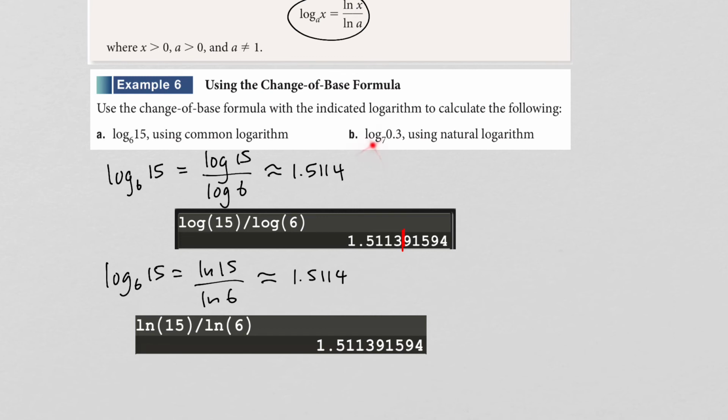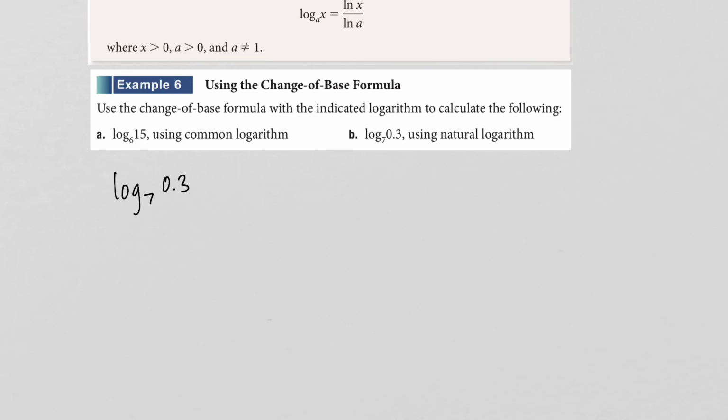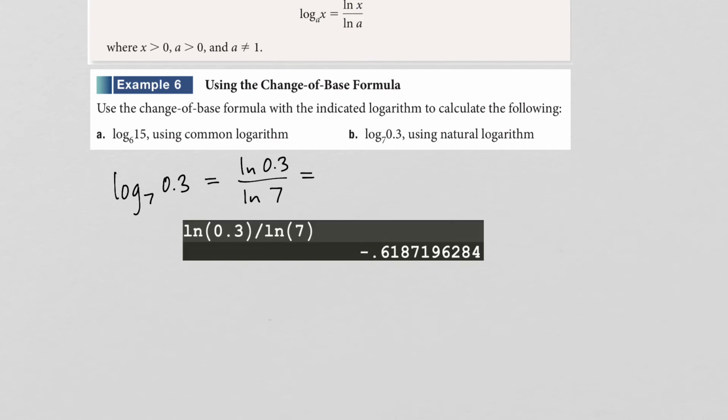Now how about part B? Let's find log base 7 of 0.3 using natural logarithm. So they want us to use this formula. So log base 7 of 0.3 would be equal to the natural log of 0.3 divided by the natural log of 7. And if we put this into a calculator, we get negative 0.6187 when rounded to 4 decimal places. So this is approximately equal to negative 0.6187.